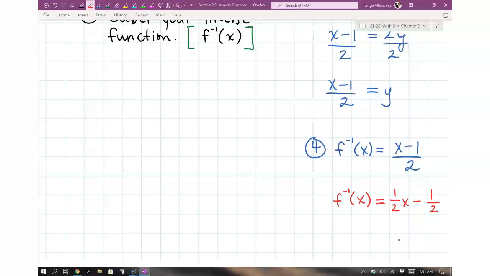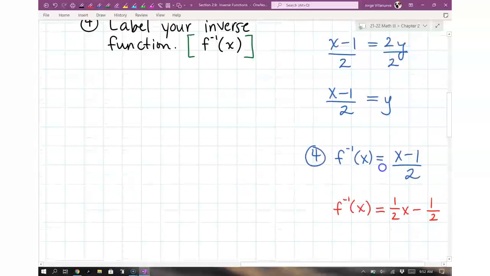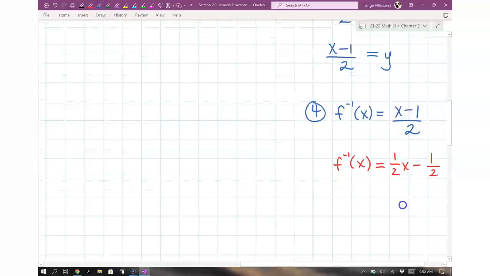Okay? So this is it, guys. Now let me just write this down really quick. Notation.